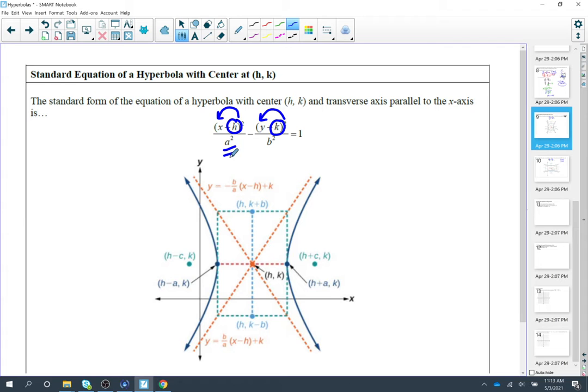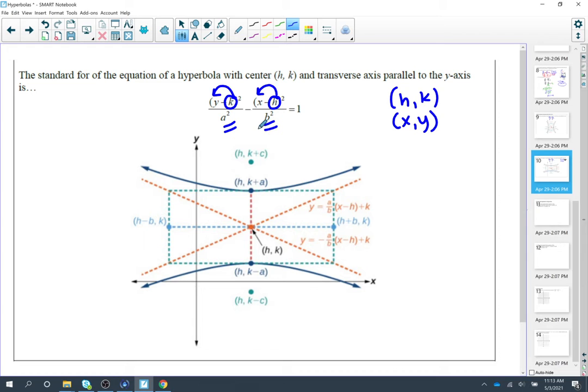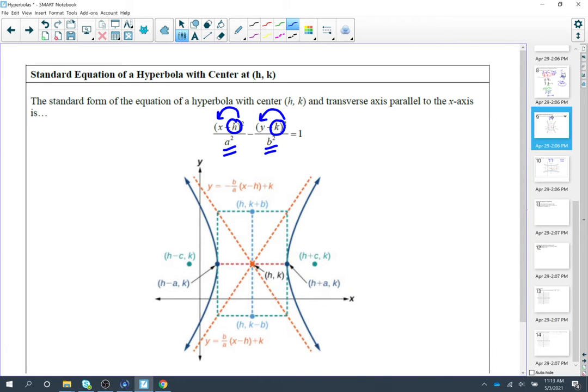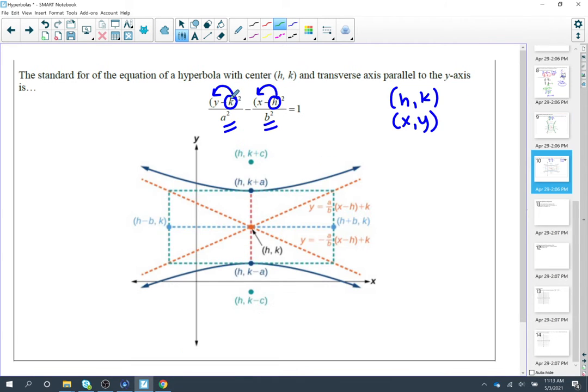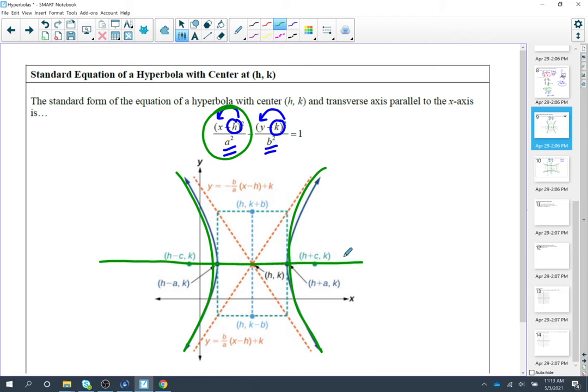The a is always under the first one, the b is always under the second one. So a first, b second, and then it's still subtraction, and it still has to equal 1. If the x variable is listed first with the a, then the hyperbola cuts through the x-axis. If the y variable is listed first with the a, then the hyperbola cuts through the y-axis. And then it also has a transverse axis, which is parallel to the y, versus this one has a transverse axis, which is parallel to the x.